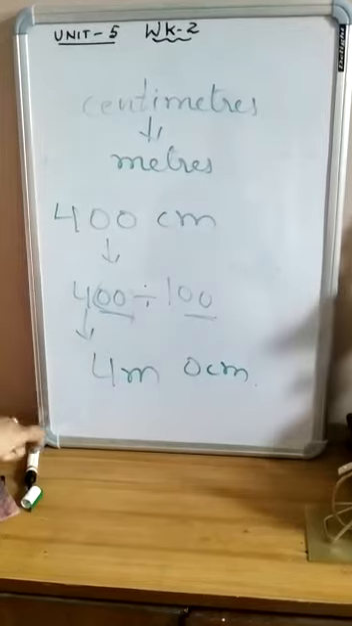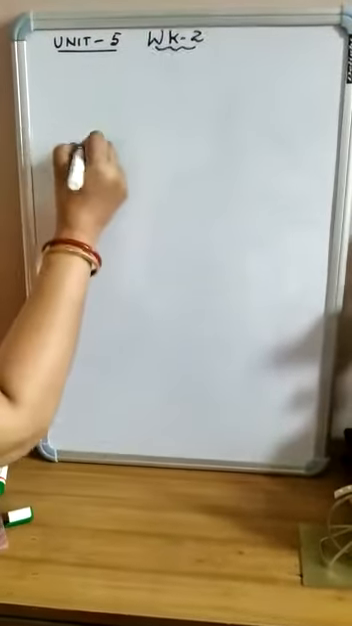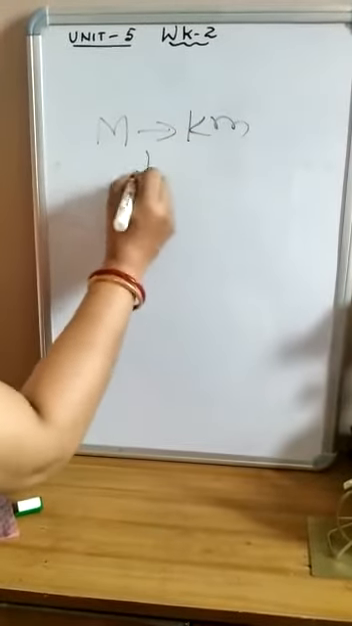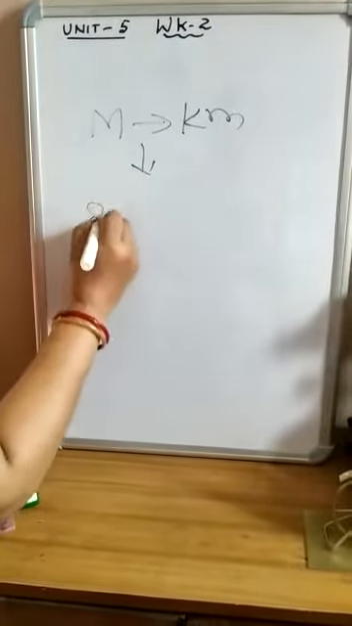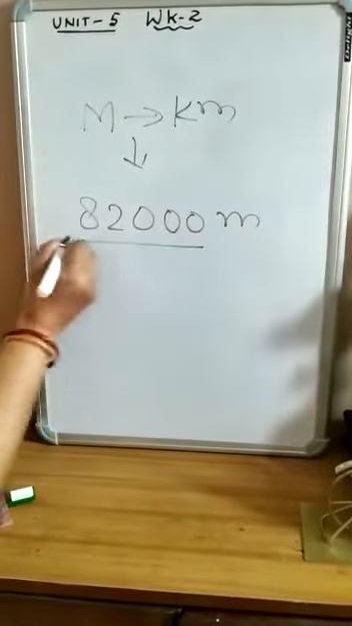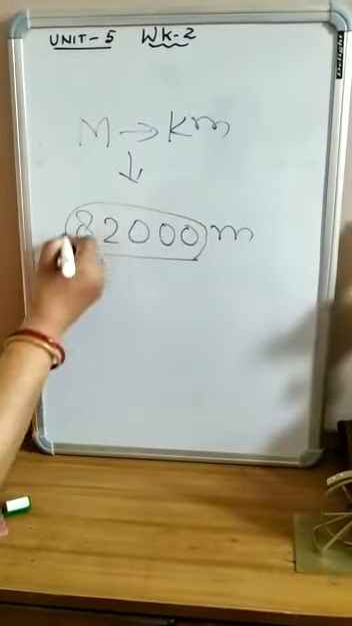That is converting meter into kilometer only. So we will convert meter into kilometer. Okay. For example, 82,000 meter. So here 82,000 meter. So how we will convert it? The number of meter is 82,000. It will be divided by 1,000.